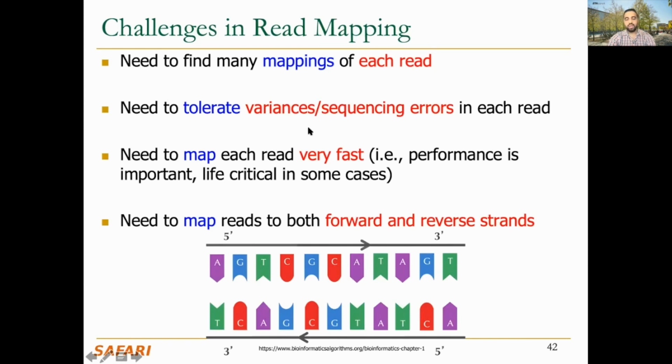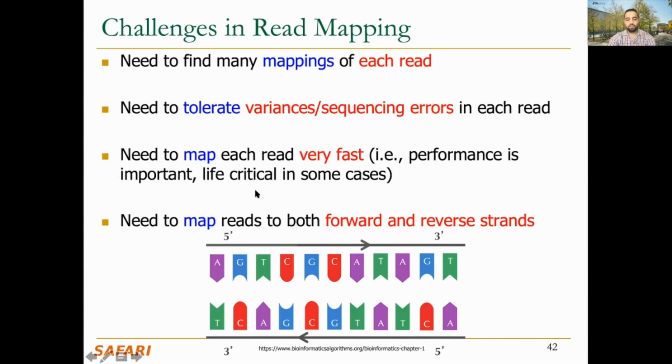We really need also to tolerate variations or sequencing errors. That's why we cannot use Hamming distance, for example, most of the time. Or we cannot use exact match between the read and the reference genome most of the time, because there are variations, there are sequencing errors that need to be allowed.